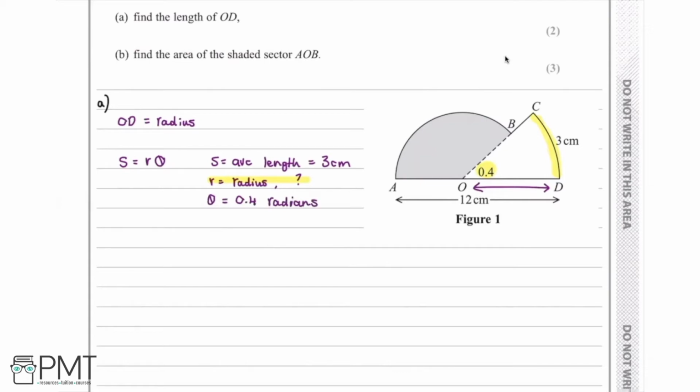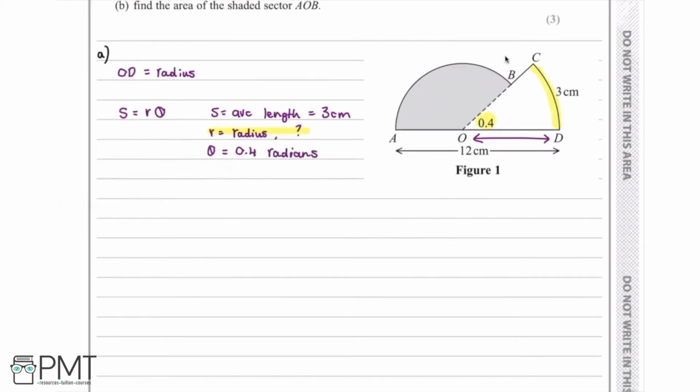So therefore, what we can do now is substitute these values into our equation, and that will give us that 3 is equal to r times 0.4. And upon rearranging this, we have that r is equal to 3 divided by 0.4, which is equal to 7.5 centimeters. Therefore, OD is equal to 7.5 centimeters.